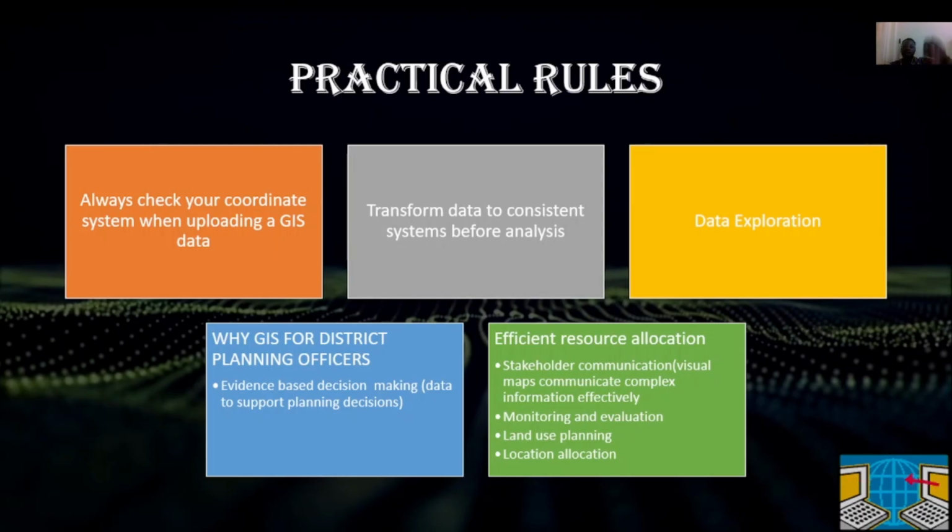How do you explore the data? In your process of exploring the data, you make use of the attribute table. What are attribute tables? The descriptive characteristics of the data set you have. So whenever you get a data set, you first of all check your coordinate system. You make sure there is consistency in the coordinate systems. Then you make sure that you explore your data. Data exploration is very, very useful because when you explore your data, you know that, okay, so I have this field and that field. So when I join these two together, I'll get this.